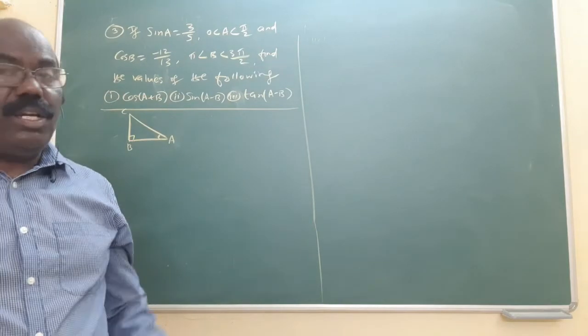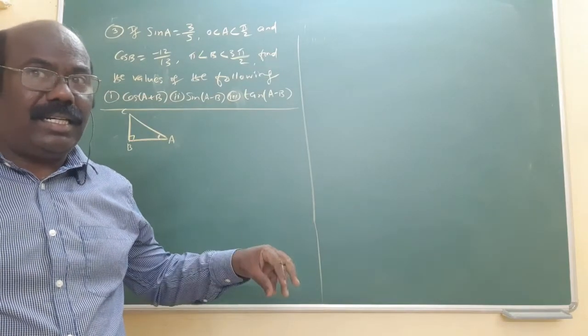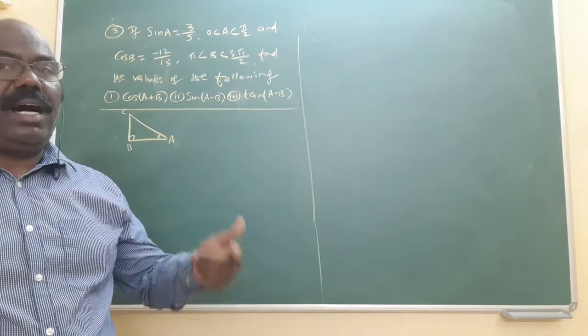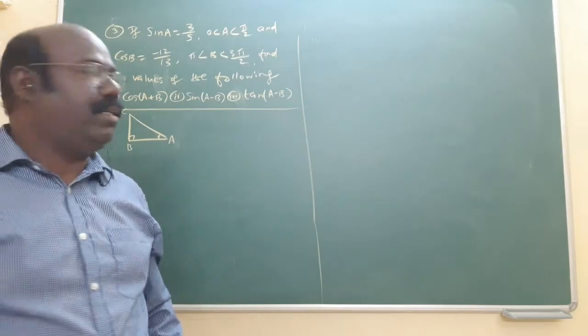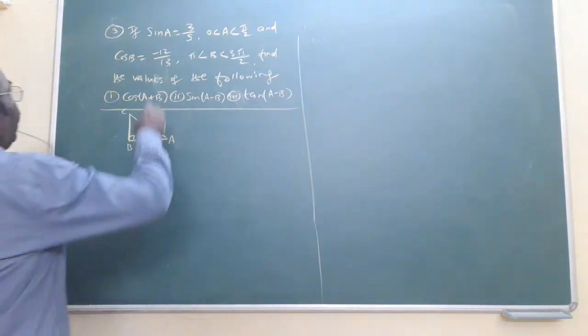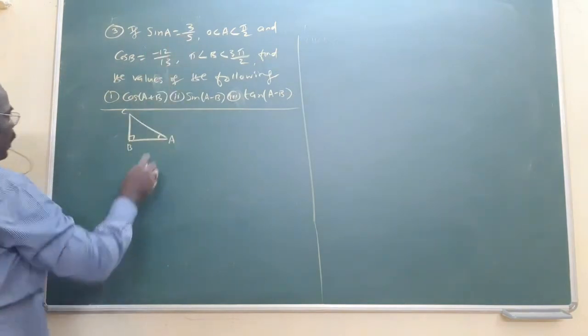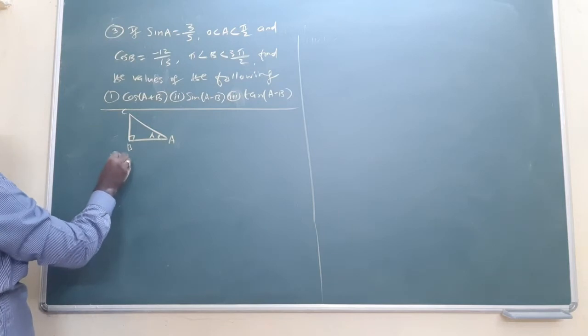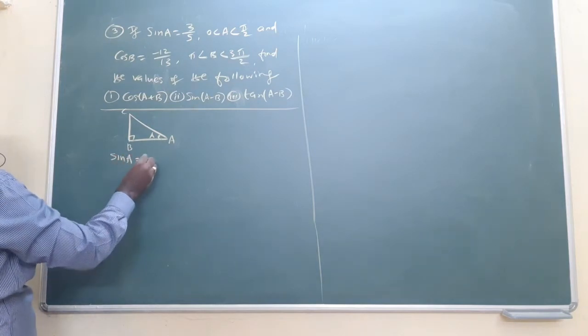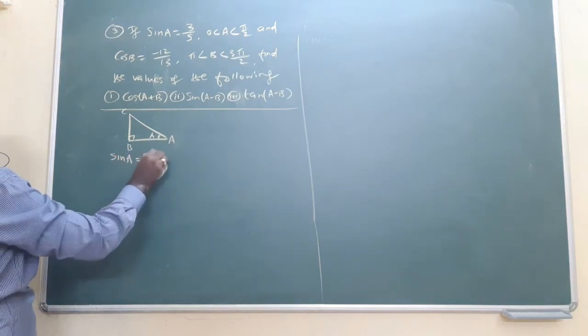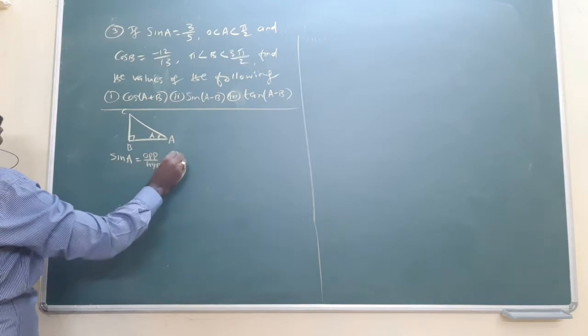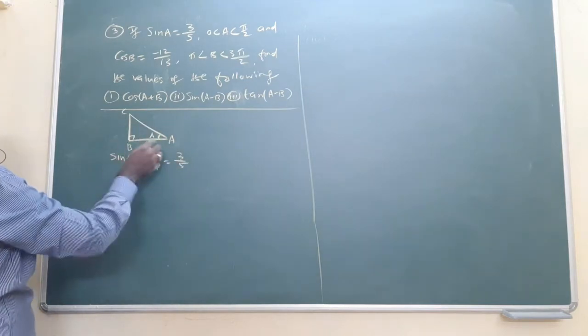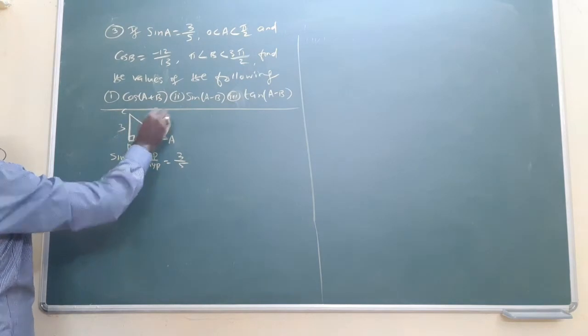That's why, depending on the condition, you may avoid the negative sign or include the negative sign. That's very important. Now, the first one is what? Sin A equals 3 by 5. Here the angle A is here, this is 90 degrees. Sin A equals, what's the formula? Opposite by hypotenuse. 3 by 5 is already given. Opposite is 3, hypotenuse is 5.